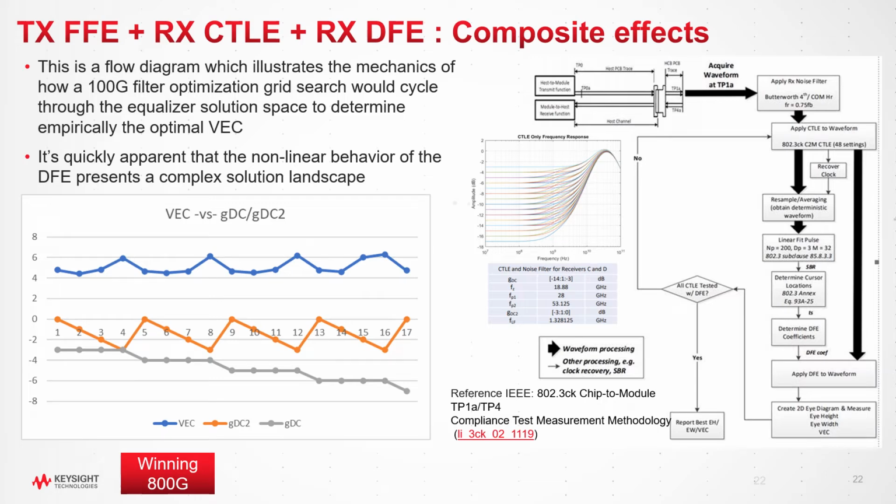So typically what one does is ensure applying sufficient transmitter FFE, like I mentioned earlier, and allow the DFE to not be at its limit with the CTLE settings in the middle of the allowable range. Then it allows finding the GDC2 with the best VEC. And finally, sweep the GDC for the best VEC with the passing I height.